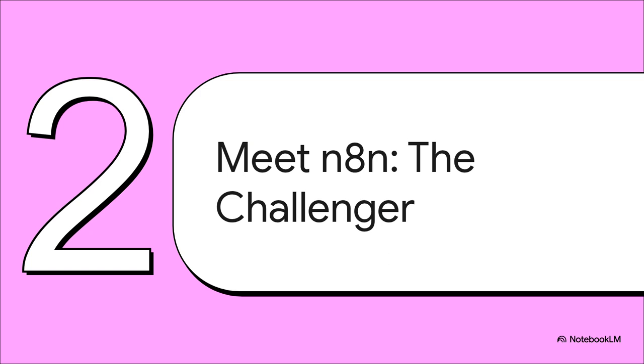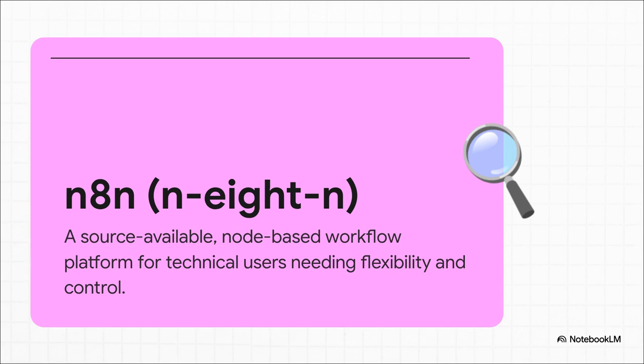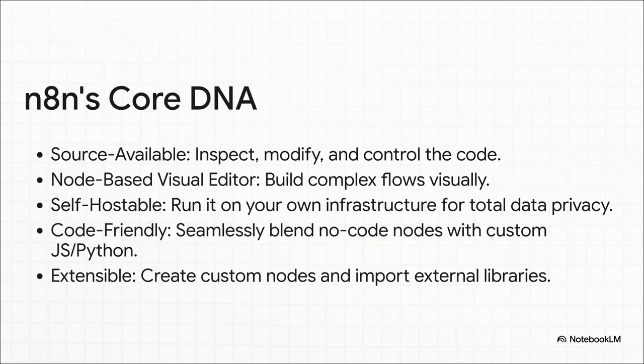And this is precisely the gap that n8n was built to fill. It was designed from day one to shatter that trade-off, to give you the best of both worlds without making you choose. So what exactly is n8n? Well, at its heart, it's a source-available node-based platform. Source available just means you can see and mess with the code. And the name n8n, it's kind of a nerdy nod to node automation because you build everything by connecting these visual nodes together.